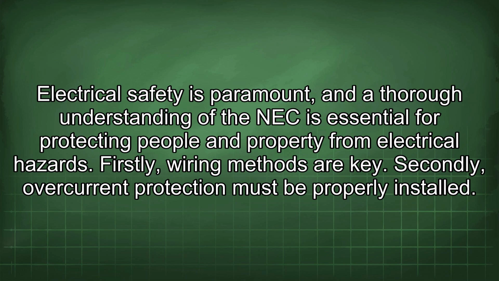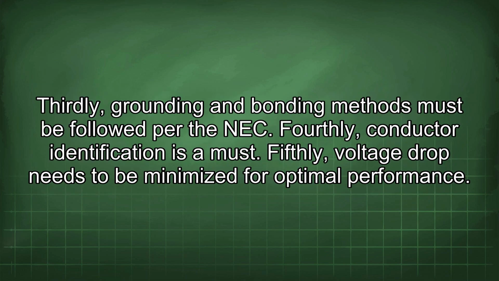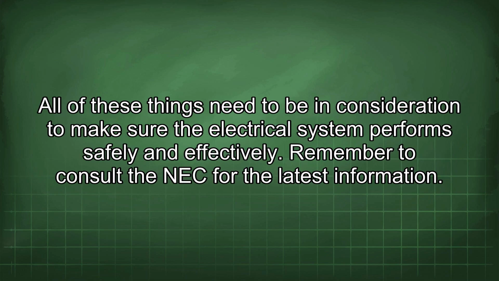electrical hazards. Firstly, wiring methods are key. Secondly, overcurrent protection must be properly installed. Thirdly, grounding and bonding methods must be followed per the NEC. Fourthly, conductor identification is a must. Fifthly, voltage drop needs to be minimized for optimal performance. All of these things need to be in consideration to make sure the electrical system performs safely and effectively. Remember to consult the NEC for the latest information.